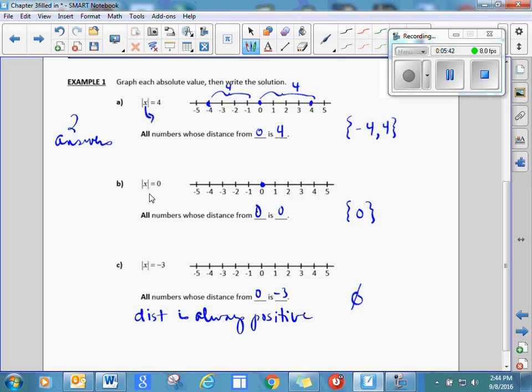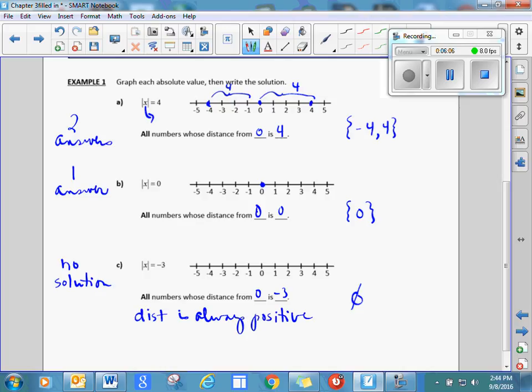The second type is when you are asking to find numbers that have a distance from 0 of 0. There's only one answer. And the third scenario is that you are being asked to find a distance that's a negative number, and that's not possible. So there is no solution.